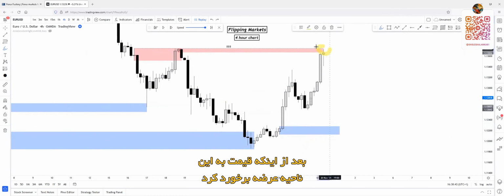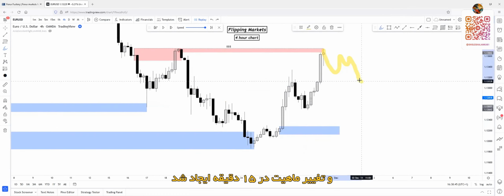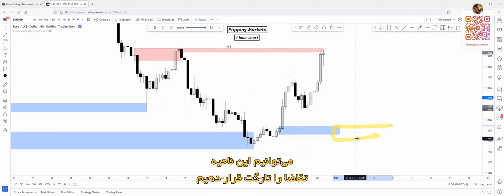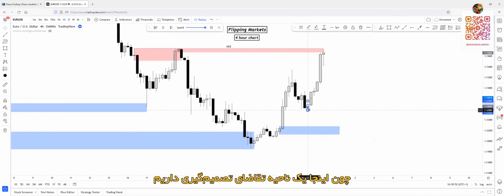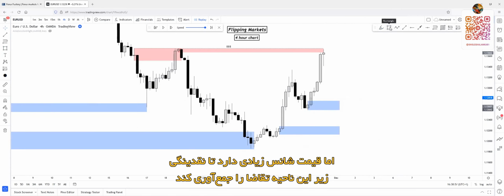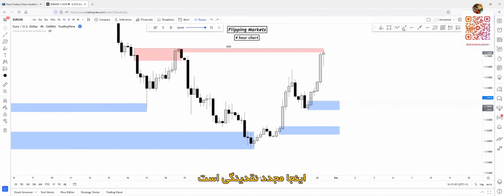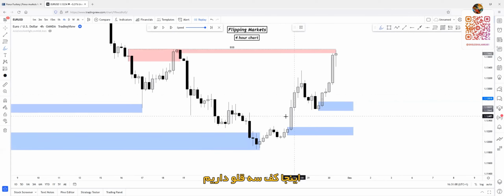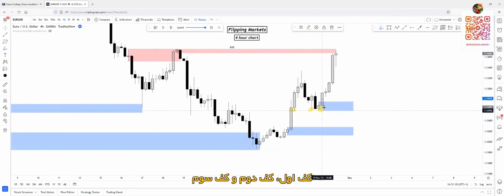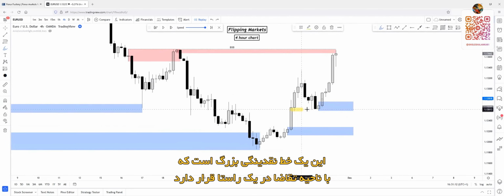After this supply has been tapped and the 15-minute change of character happened, we can target this demand zone right here, or maybe another decisional demand zone, because as you can see, we have a decisional demand zone right here, but price has a really great chance to sweep this demand zone, because if you take a closer look, this is just liquidity again. That's what I was talking about in the liquidity unit, because as you can see, we have triple bottoms here again, first bottom, second bottom, third bottom. So this is just a huge liquidity line lined up with the demand zone.